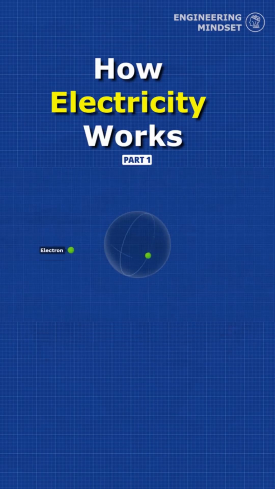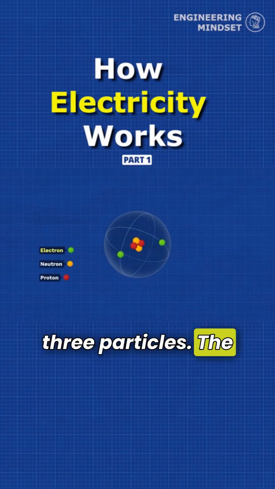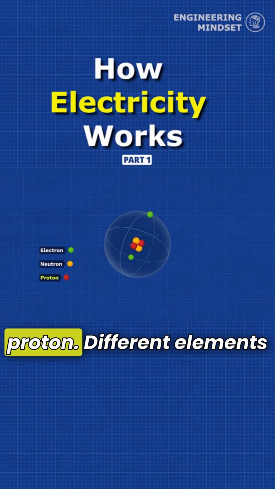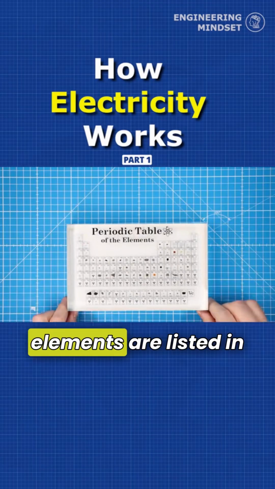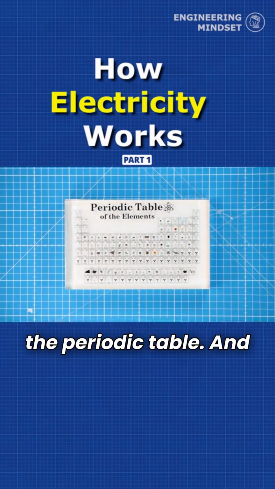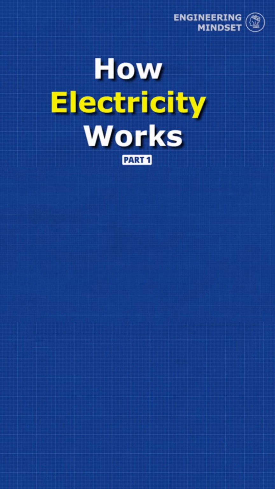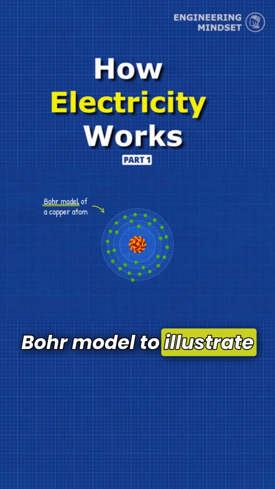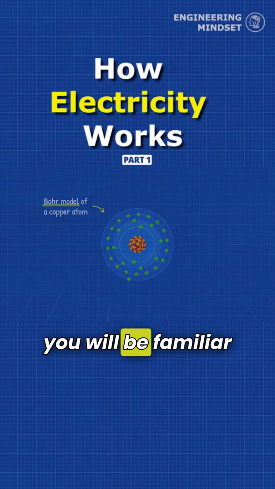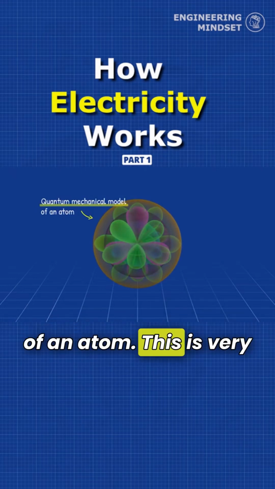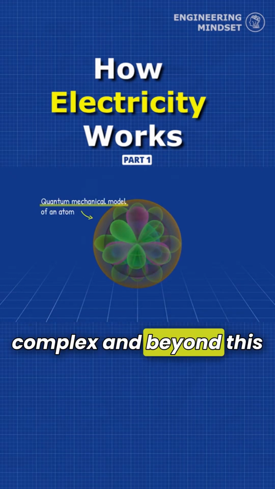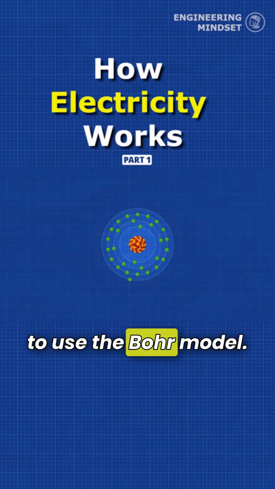An atom is just a collection of 3 particles, the electron, neutron, and proton. Different elements have different numbers of these particles. These elements are listed in the periodic table, and here we can see copper. I'm going to use the Bohr model to illustrate the atom, but some of you will be familiar with the more accurate quantum mechanics model of an atom. This is very complex and beyond this video, so we're going to use the Bohr model.